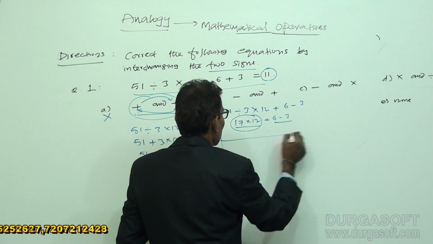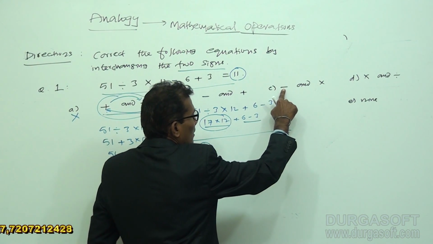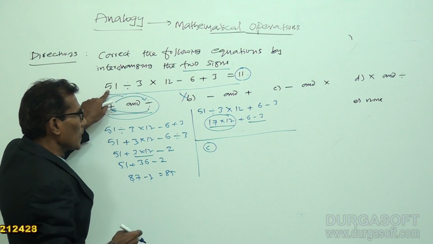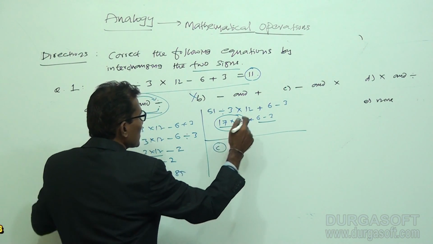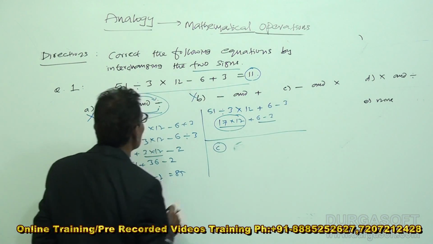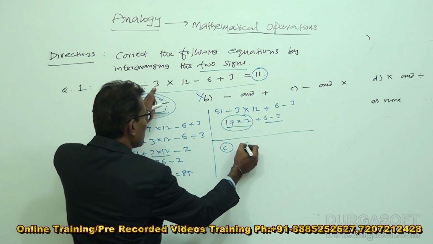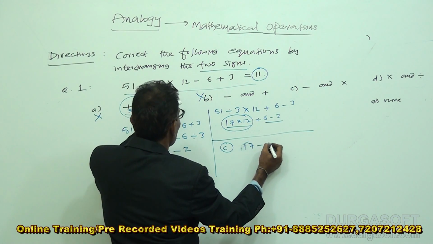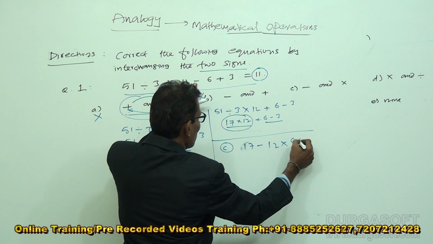Then we are working out with the C option. That is, here we have to change minus and into. So rewriting the given equation by exchanging minus and into. 51, here can we write directly? Why? Because there is a change only, minus and into. The remaining will be same. So here 51 divided by 3, 17 directly I am writing, and into must be changed to minus, so there is a minus 12, and again minus is going to change into 6 plus 3.